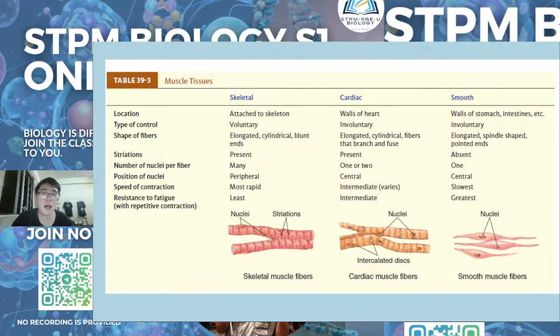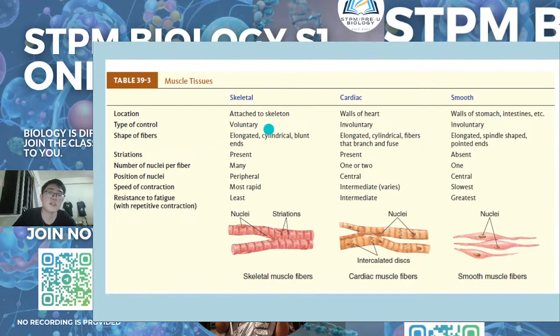Okay, so this is just the main differences between these three muscles. If in the examination differences between these three muscles come out, you can refer to it. Normally the skeletal muscle is attached to the skeleton, our bone, and cardiac muscle is only found in our heart. And smooth muscle is normally found in the stomach and intestine.